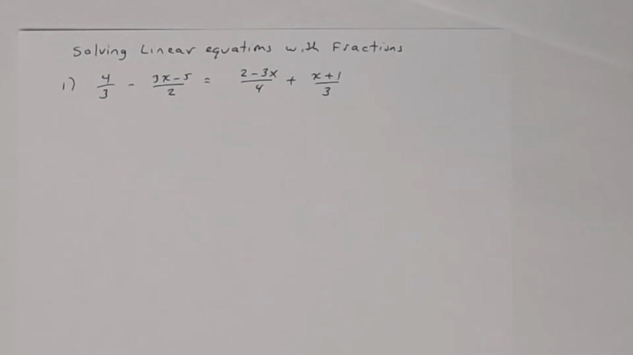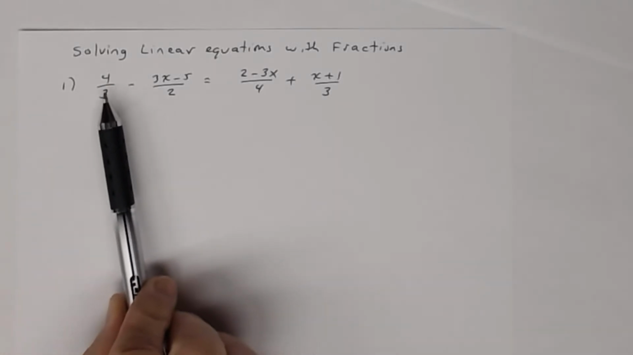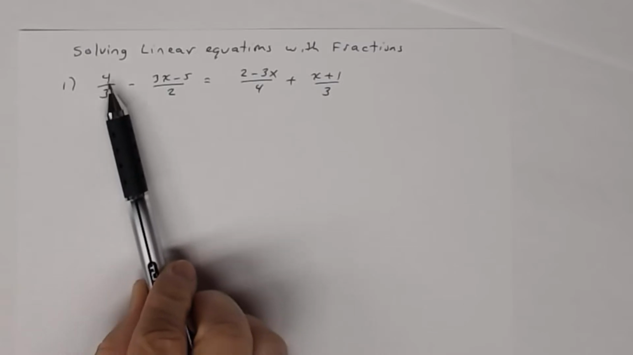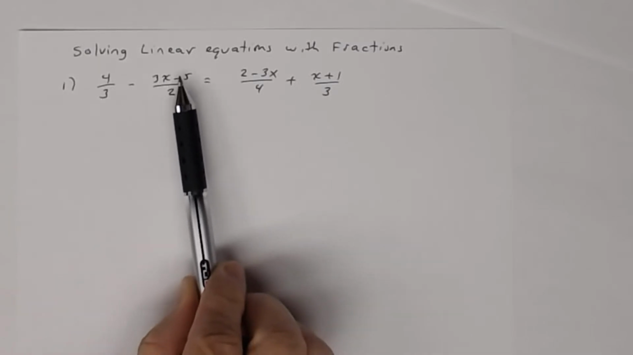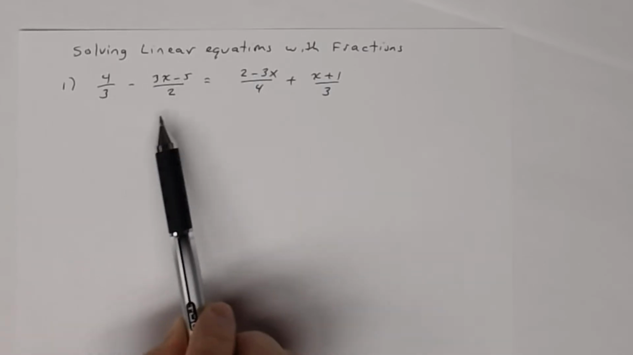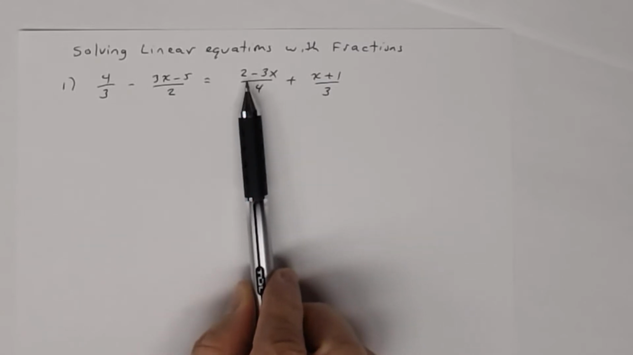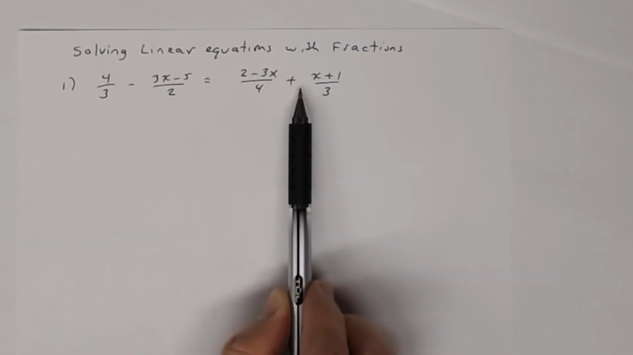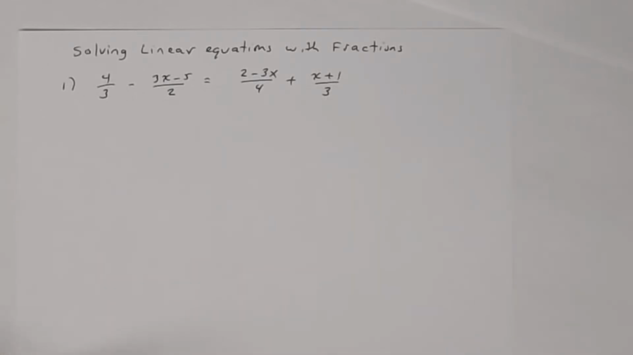All right, so we're going to look at solving linear equations that involve fractions. So notice that in this linear equation, you have this fraction, 4/3. You have this fraction, and you're subtracting this fraction, which is 3x minus 5 divided by 2. And on the right-hand side, you have this fraction, 2 minus 3x divided by 4. And you're adding that to this fraction, which is x plus 1 divided by 3.